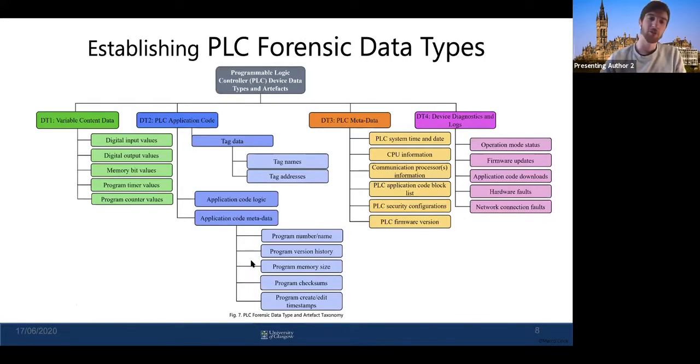Okay, so what did we come up with? From the available artifacts that we acquired, we came up with a forensic taxonomy, and you can see from this that there were a number of artifacts we could acquire, but also we were able to place these artifacts into high level, what we've called forensic data types, and we'll go through each one in a little bit more detail now, rather than just having the one taxonomy on the page and trying to go through it.